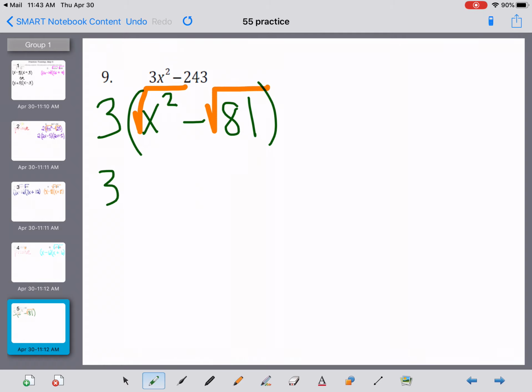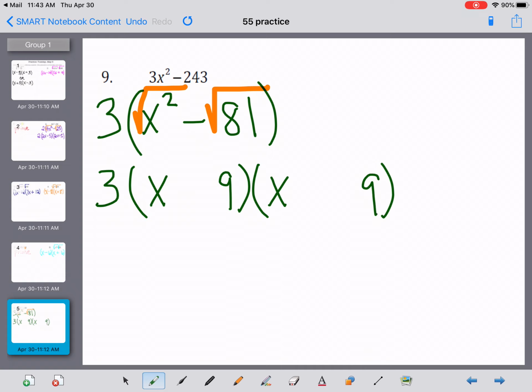The 3 is going to remain out there. That's one of the factors of this problem. And then the square root of x squared is x. The square root of 81 is 9. And difference between two squares, different signs.